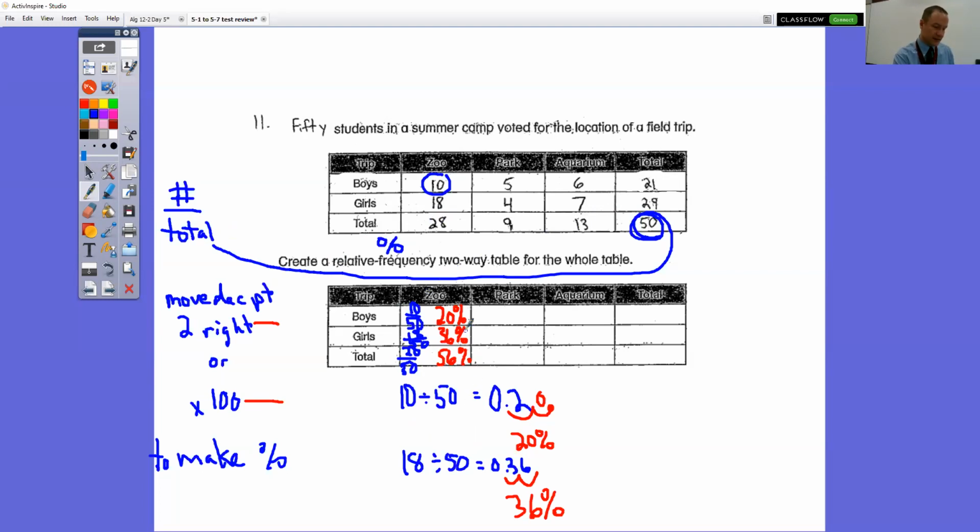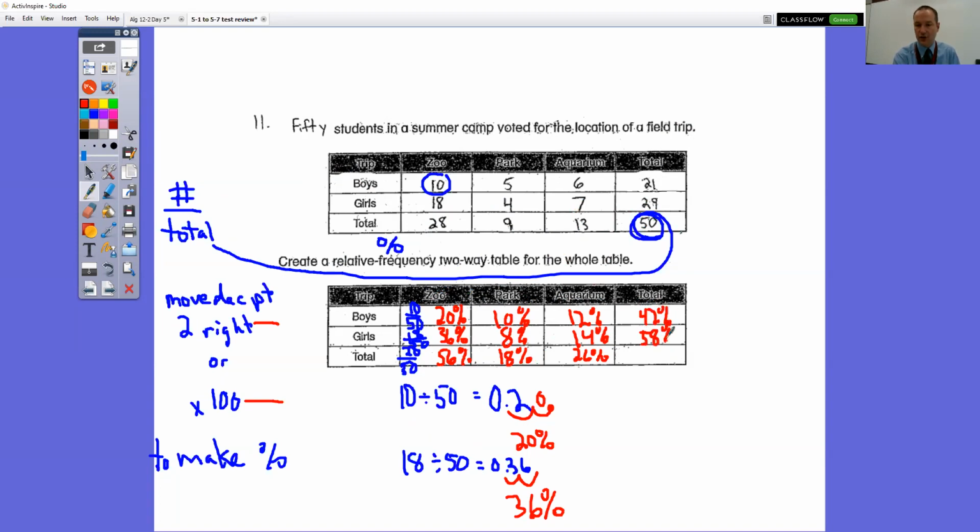If we kept on doing these, which I'm just going to save us a little time here, this would be 10% because we'd have 5 out of 50. 4 out of 50 is 8%. We could add these going down and get 18% or do 9 out of 50. 6 out of 50 for the aquarium is 12%. 7 out of 50 for the girls' aquarium is 14%. Then we would have 26%. We could add our totals going across to figure out all these and get 42%, 58%.